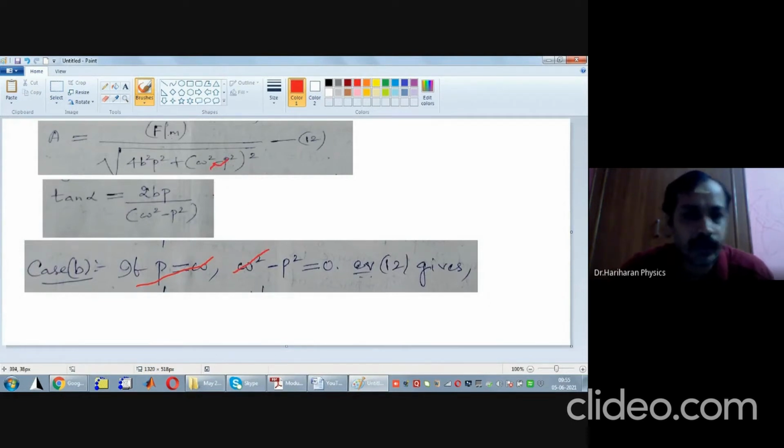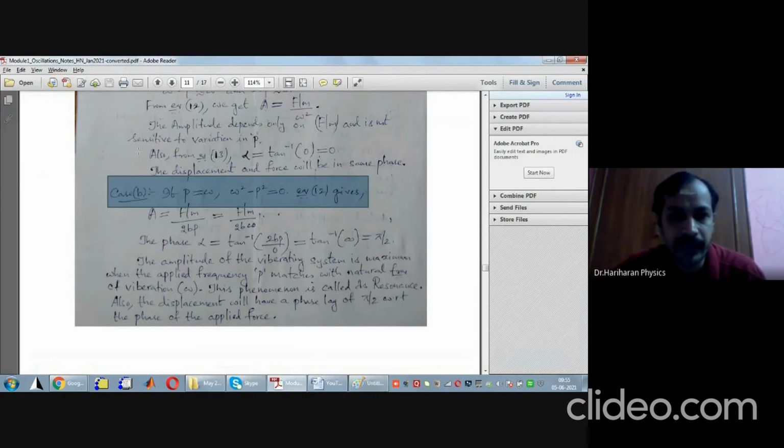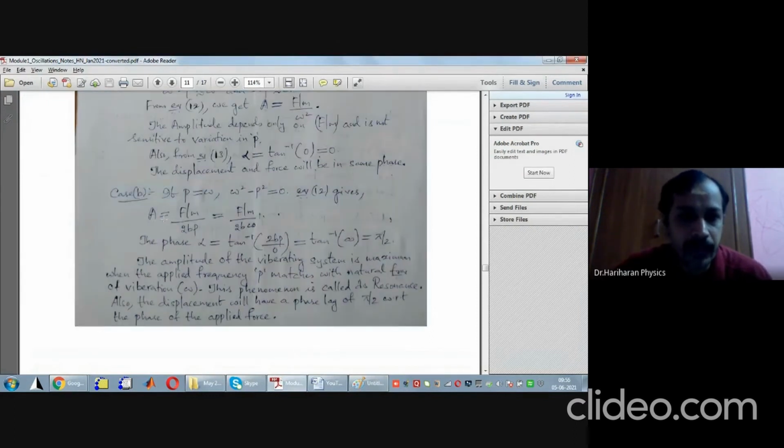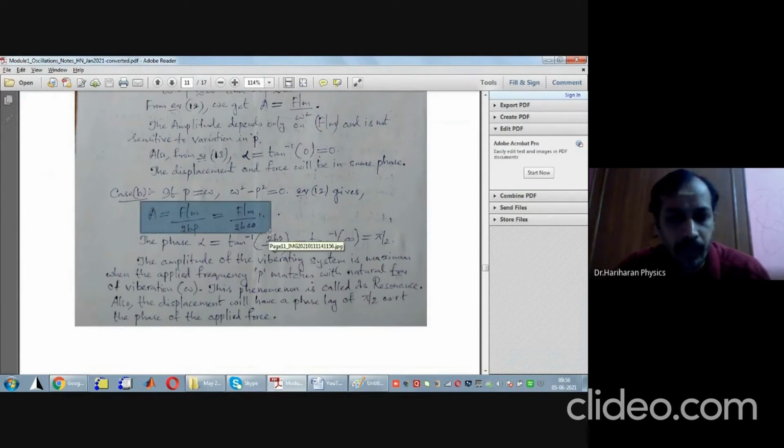A will be equal to F by M into square root of 4b square P square. Therefore, amplitude A will be equal to F by M divided by square root of 2bp. That's all. If this term is 0, only this is going to contribute. Therefore, it's going to be F by M whole divided by 2 into bp. That's what gives rise to this equation. So the amplitude of vibration is going to be F by M into 2b omega.